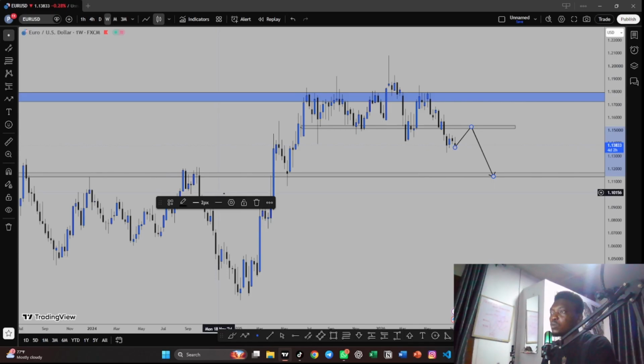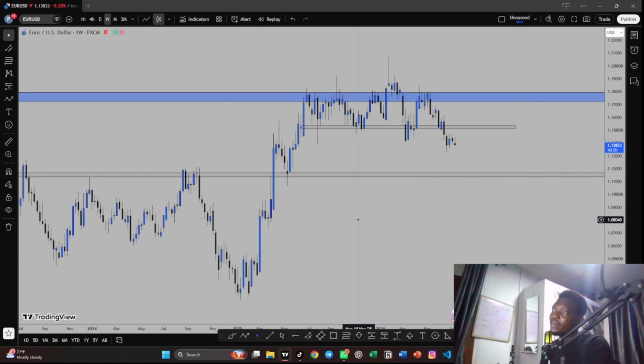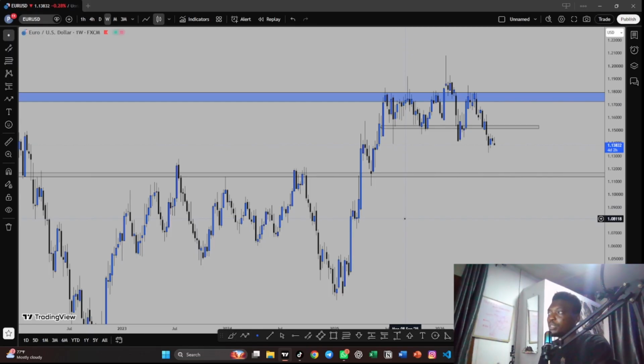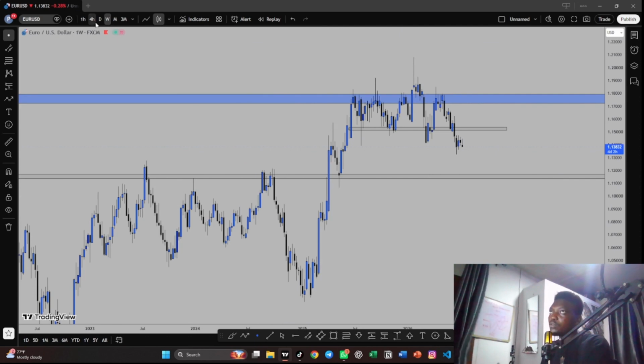So this one looks actually way clearer than that of GBP USD, and that is why I have nothing to do with GBP USD for now, and I keep my eyes monitoring Euro USD.